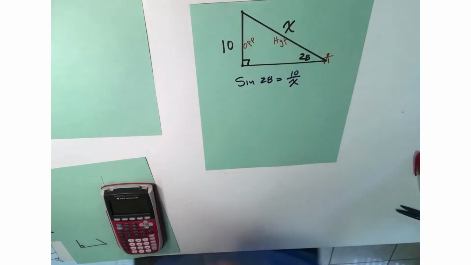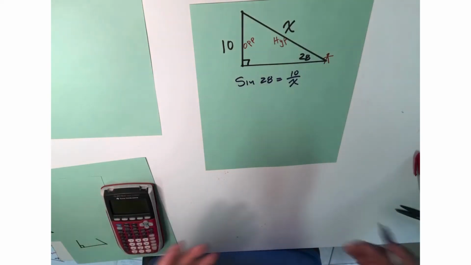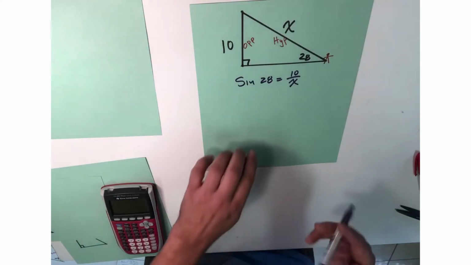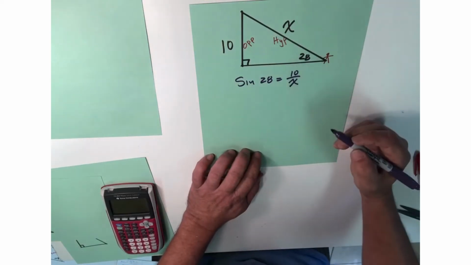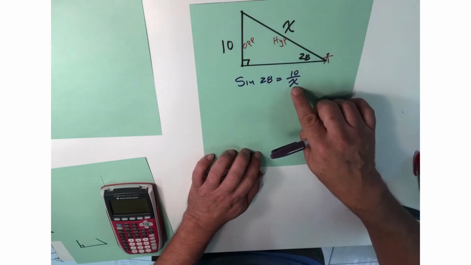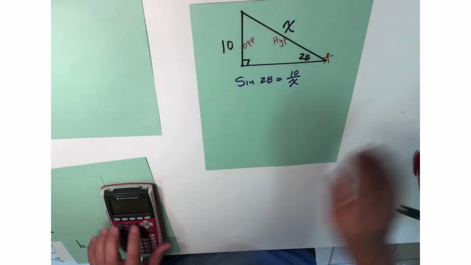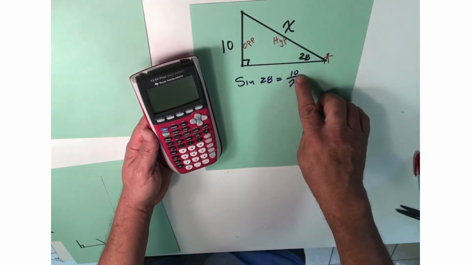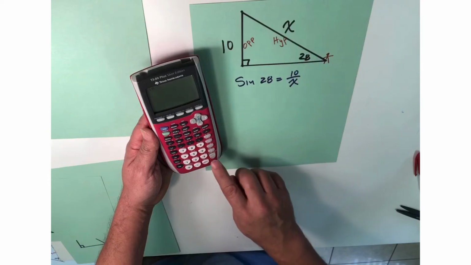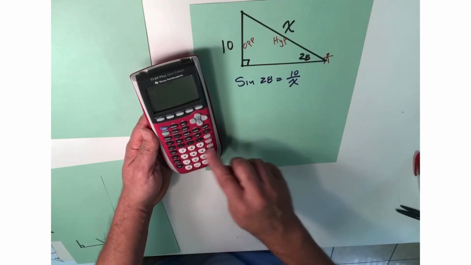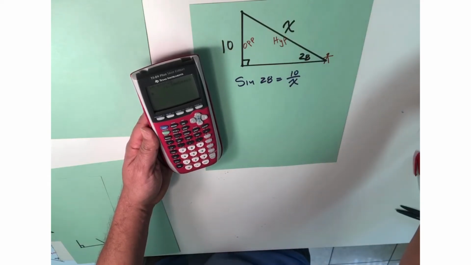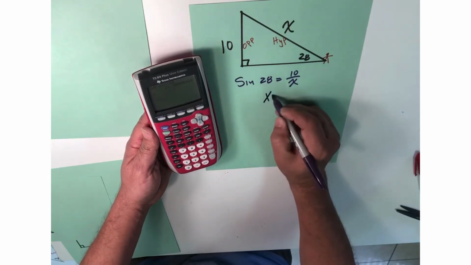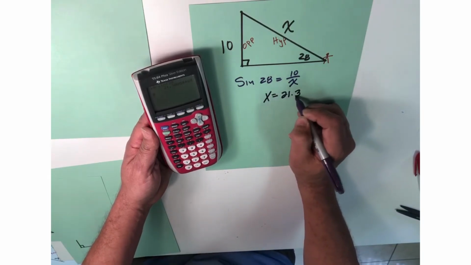opposite over the hypotenuse. Okay, opposite over the hypotenuse, that means that I'm going to now cross multiply and solve for x. Now, the shortcut is that whenever x is in a denominator, you divide. Denominator, divide. Remember that, okay? So now let me go clear my calculator and press the number first always. 10 divided by sine of 28, enter. And you're going to get that x is equal to 21.3.